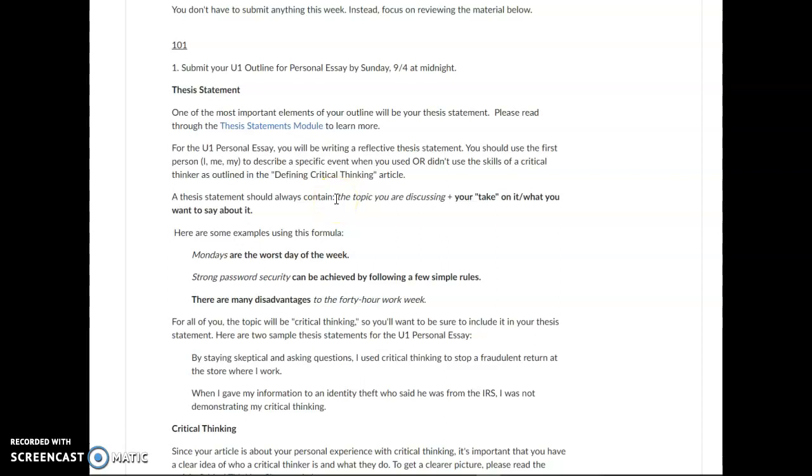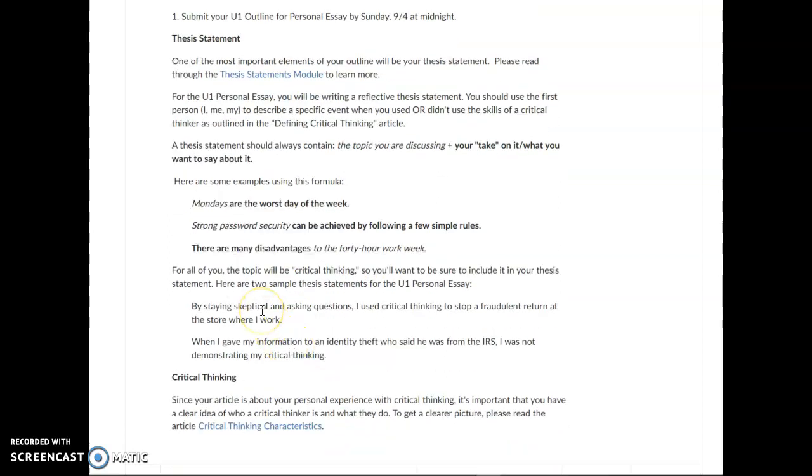A thesis statement should contain the topic you're discussing plus your take on it, what you want to say about it. In this case, for the essay we'll be writing, your topic is just critical thinking. So you are going to make sure that you include the idea of critical thinking in your essay, and then you're going to explain a little bit about how it might impact your life. And so you can see these sample ones down here.